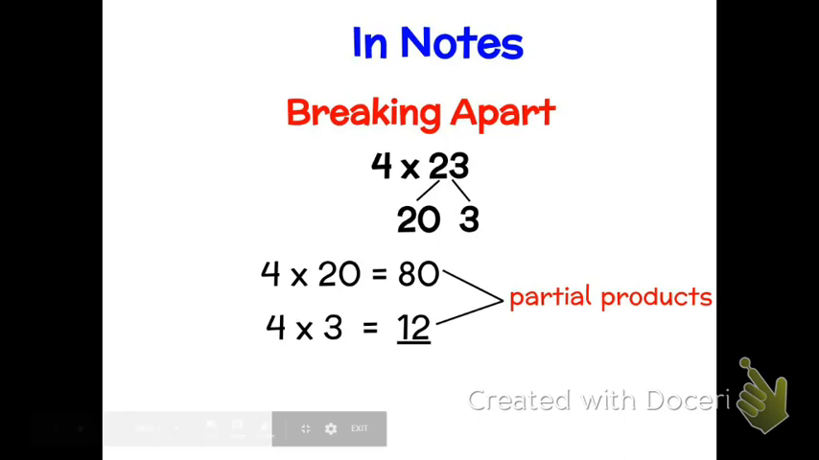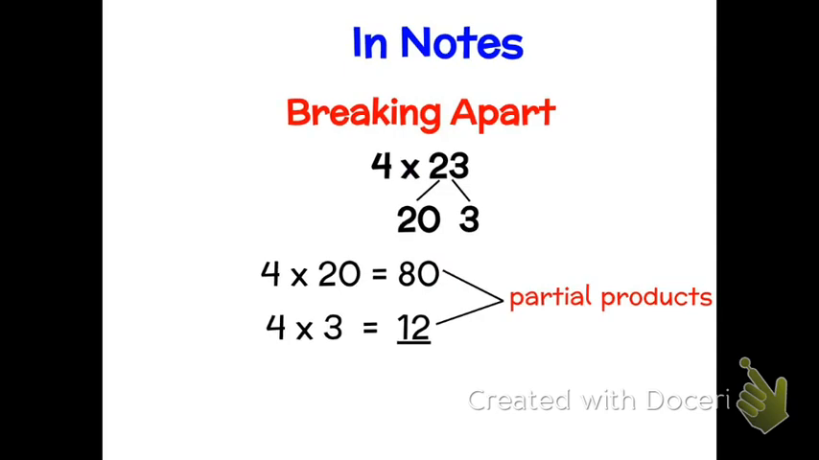When I break apart, I multiply whatever the original number is in the problem, the 4 in this problem, so 4 times 23. I multiply that 4 times both the 20 and the 3. So I end up with 2 separate multiplication problems. So 4 times 20, which just like we've been practicing, I multiply my 4 times my 2, which gives me the 8, and I bring back that 0 and put it on the end to get my answer of 80. Second part of this problem would give me 4 times 3. 4 times 3 gives me 12.